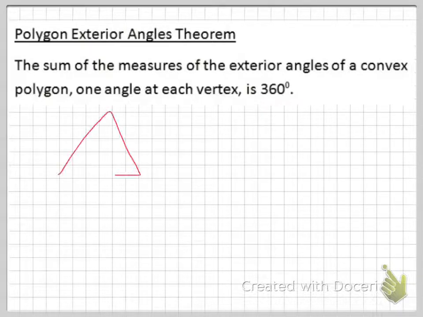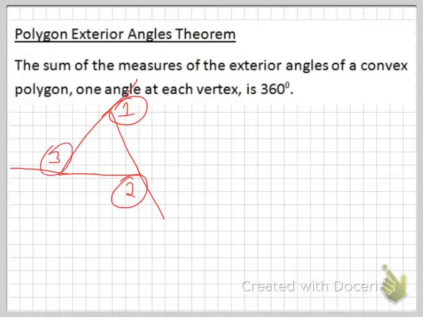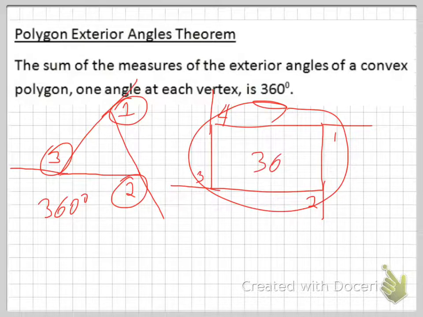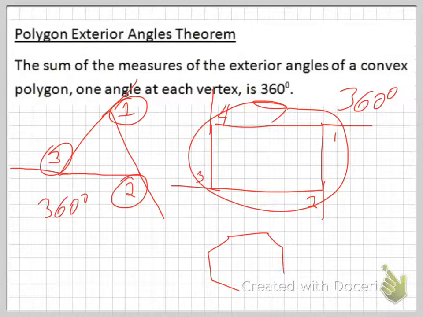So we'll just show a simple, basic triangle, right? So we have a triangle. This is an exterior angle, this is an exterior angle, and that's an exterior angle. If you add up the measurement of angle 1 with angle 2 with angle 3, you'll get 360 degrees. And if you have, say, a four-sided figure, remember, this theorem is just talking about the exterior angles. So if you add up this angle with this angle with this angle with this angle, again, you're going around the figure, 360 degrees, okay? Even if it were an octagon, it doesn't matter. Remember, the number of sides doesn't matter.